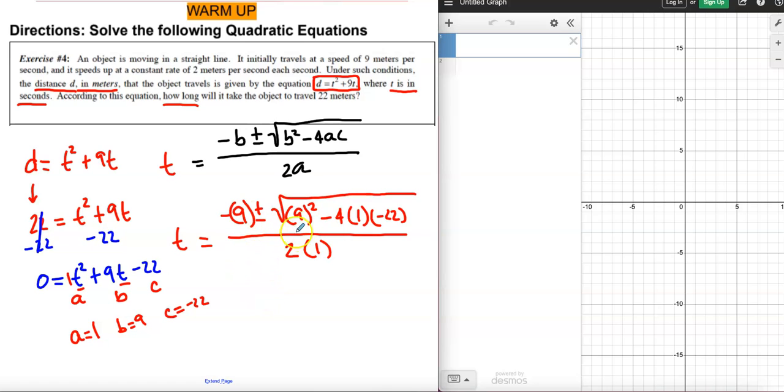Alright, so now I'm going to clean this up a little bit. First, I'm going to work on simplifying, and let me write t equals again.